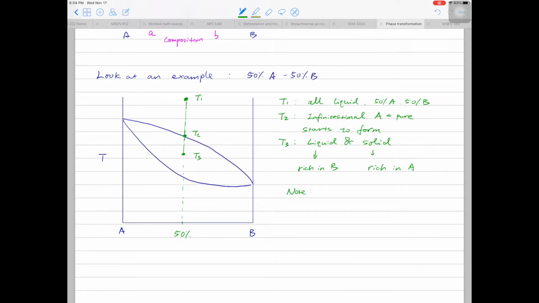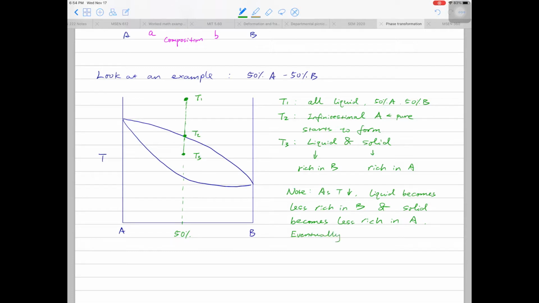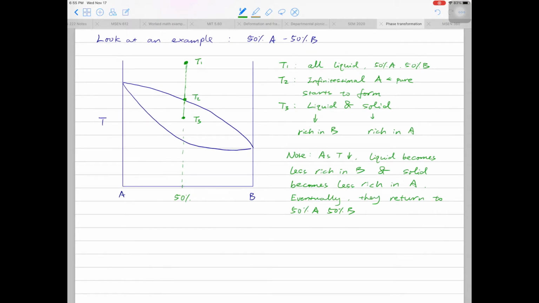Note that as the temperature decreases, although the liquid phase will be always B-rich and the solid phase will be always A-rich, the liquid phase will become more and more B-rich, and the solid phase will become less and less A-rich. As the temperature further decreases, the solid phase will eventually become 50% A and 50% B, being consistent with the nominal composition. Moreover, as the temperature decreases, the content of the solid phase increases and the content of the liquid phase decreases, which is quite intuitive. How to quantify that, we'll see in a sec.